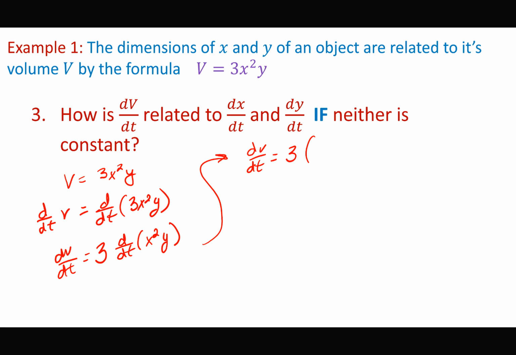Jacob? Product rule. Okay, all right, so Jacob, keep going with it then. 2x. There you go. Don't forget that. Times y.